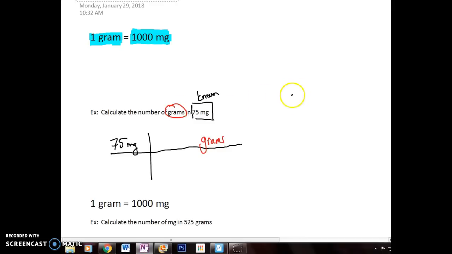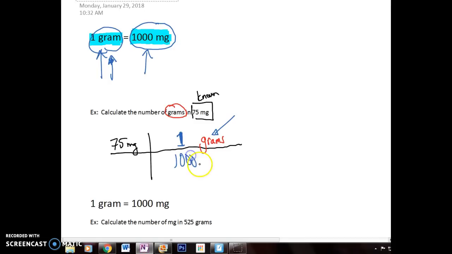And now I'm going to go to my equality. My equality up here is 1 gram is equal to 1,000 milligrams. So because we are looking at grams, I'm going to pick this side of the equality, 1 gram. Those two are tied together. Now I've just used up this side of the equality, so I'm going to take my other side of the equality right here, and I'm going to write it on the bottom. 1,000 milligrams, just like that.